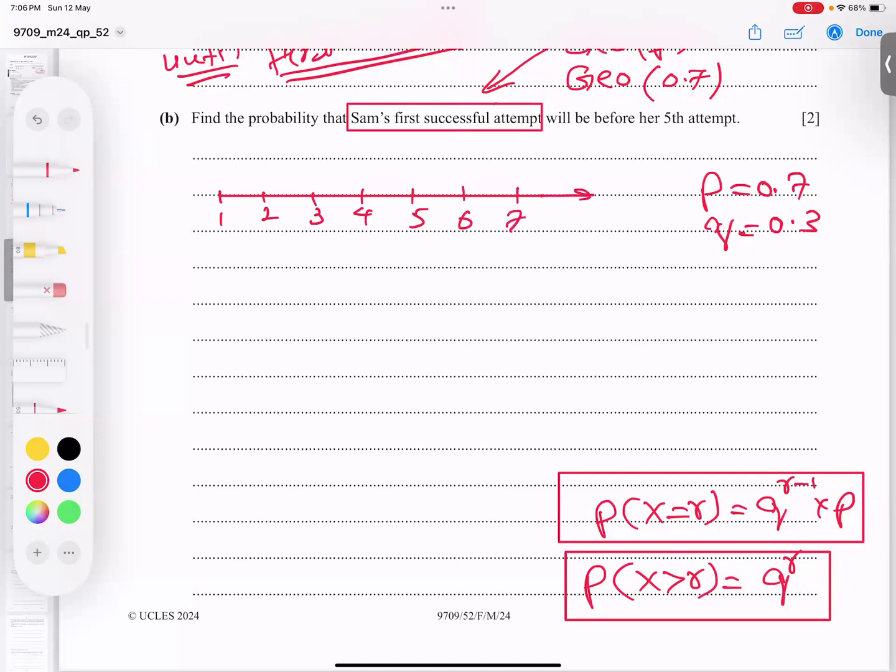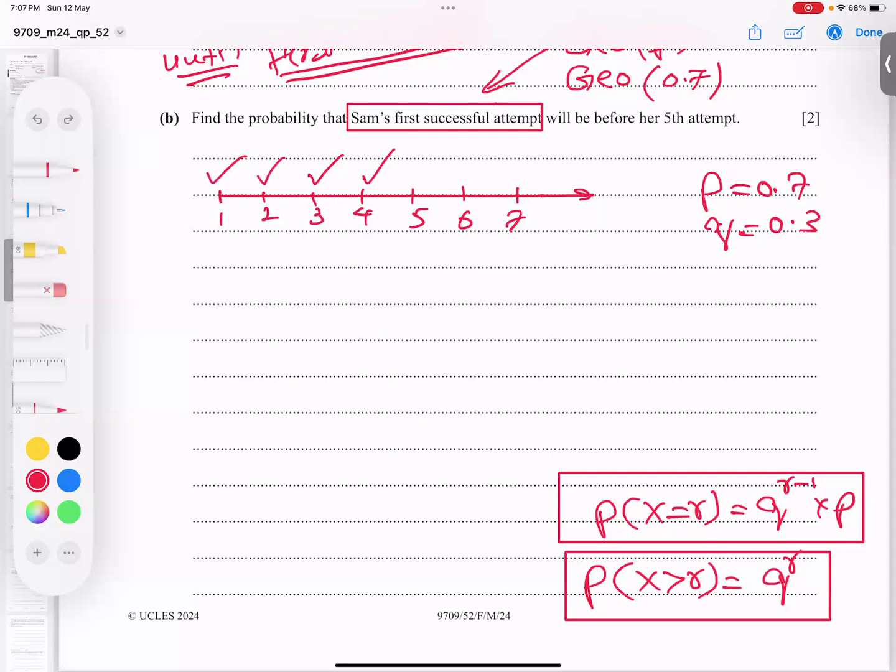So he said that the first success will be before the fifth attempt. What does this mean? It can happen before the fifth attempt. It can happen on the fourth attempt, so I use this formula and plug in 4 here. Or it can happen on the third attempt, I put 3 here and get the answer. It can happen on the second attempt, I plug in 2. Or on the first attempt, I put 1. I think you got my point.